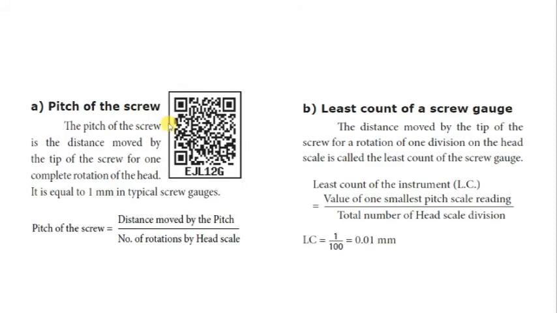So you can see the adjustment by pitch of the screw. The pitch of the screw is the distance moved by the tip of the screw for one complete rotation of the head. It is equal to 1 millimeter in typical screw gauges.